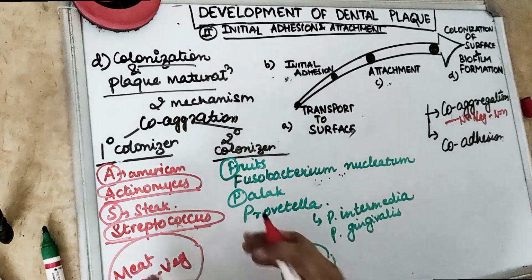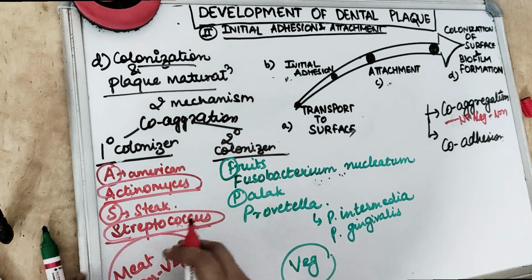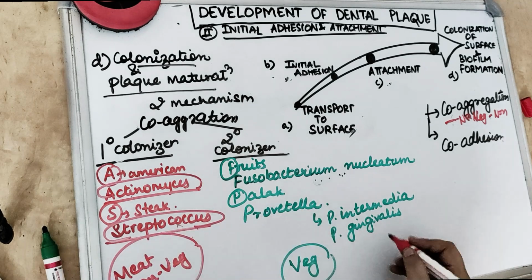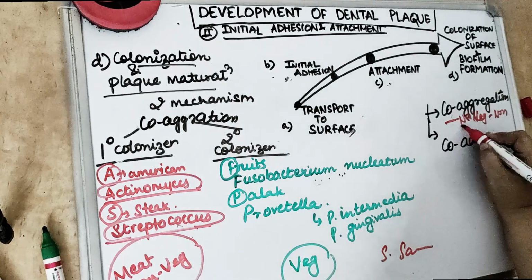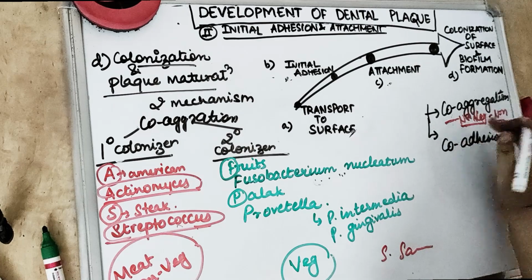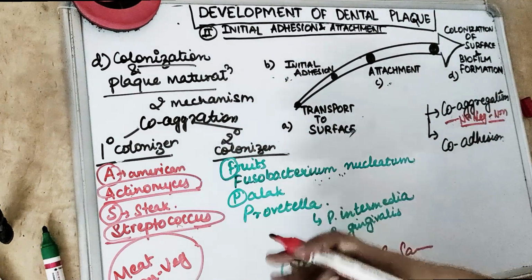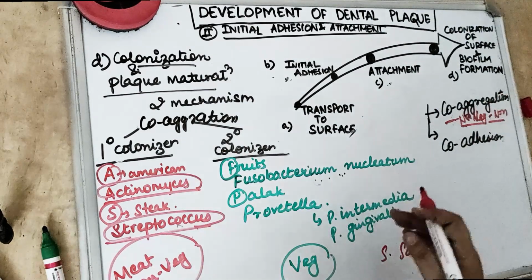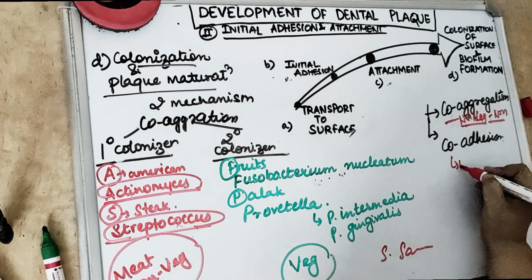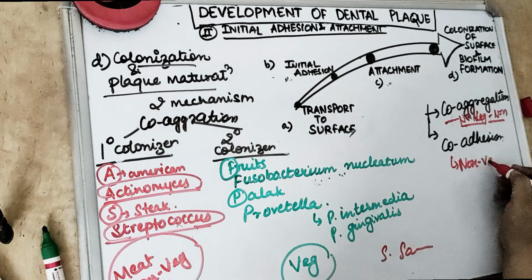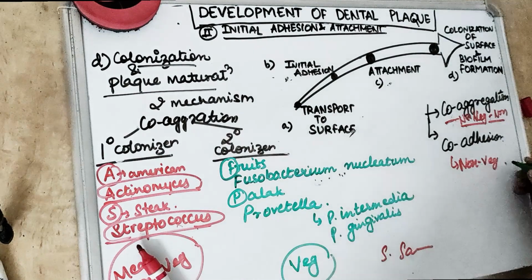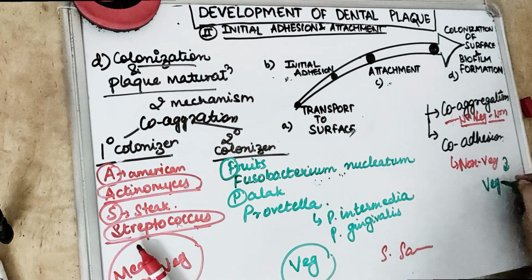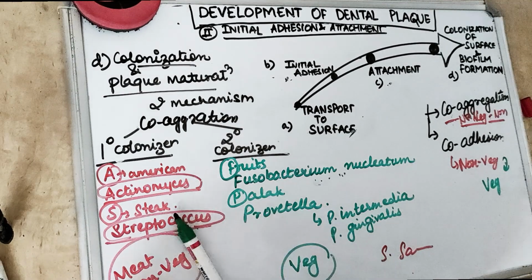So within the species of Streptococcus, within other species like Streptococcus sanguis, Streptococcus mitis, like that Streptococcus group. So these are the people who are of the same category. From non-veg to non-veg is the co-aggregation, the bonding, the spreading of the coronavirus. And the spreading from non-vegetarian to vegetarian, that is from the people from the red to the people from the green, is our co-adhesion.